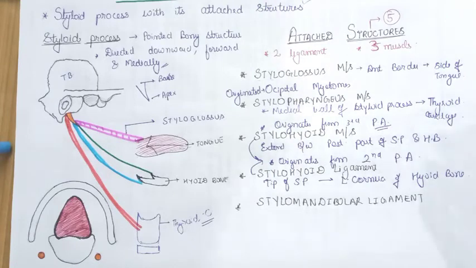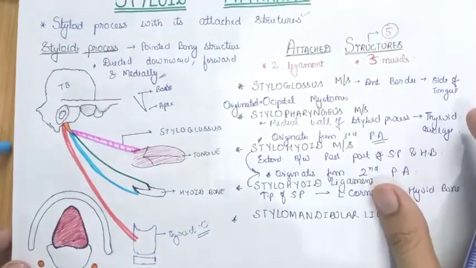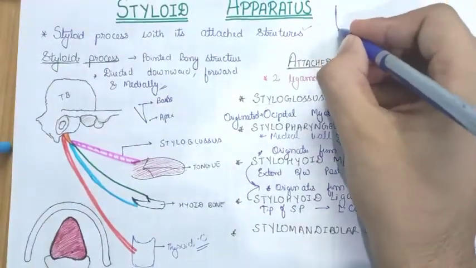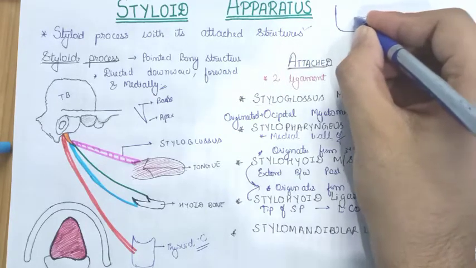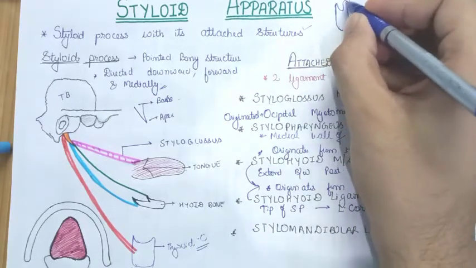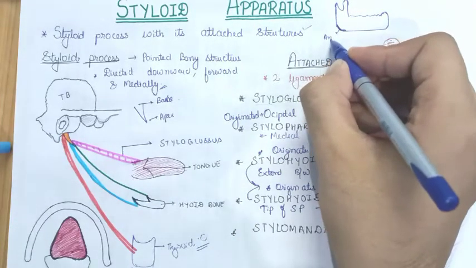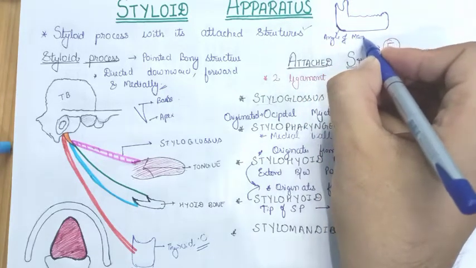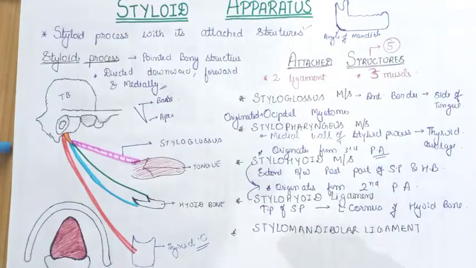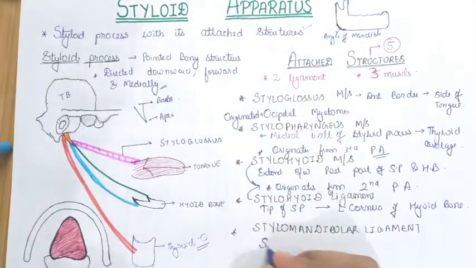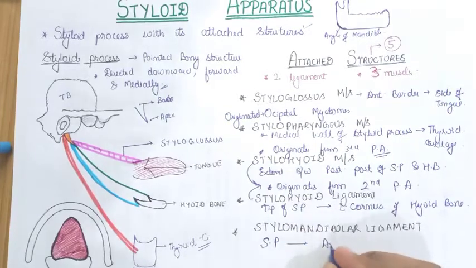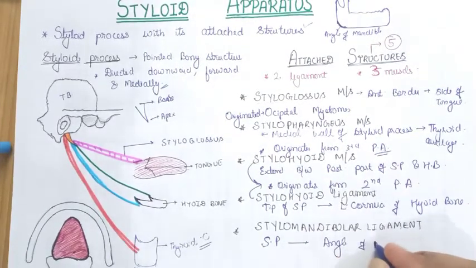Now the stylomandibular ligament. It is attached to the angle of the mandible. And what do you understand by the angle of mandible? Let me just tell you. Suppose this is the mandible. Here are your beautiful teeth, and this is the upper part. This portion is called the angle of mandible. The stylomandibular ligament makes its attachment to the angle of the mandible, so it extends from the styloid process to the angle of the mandible.